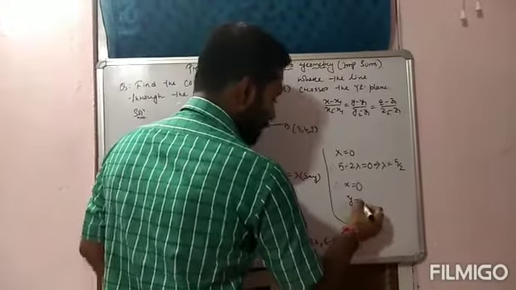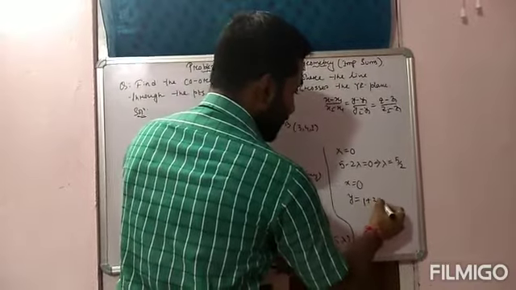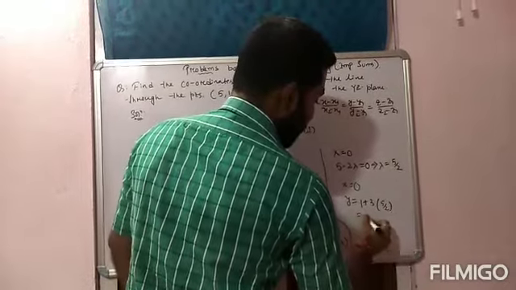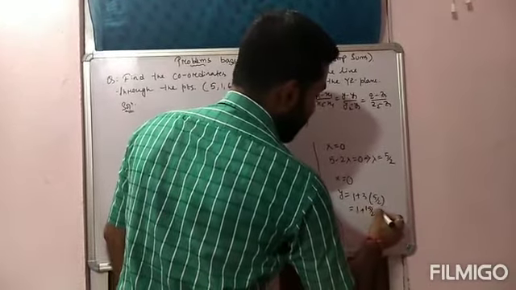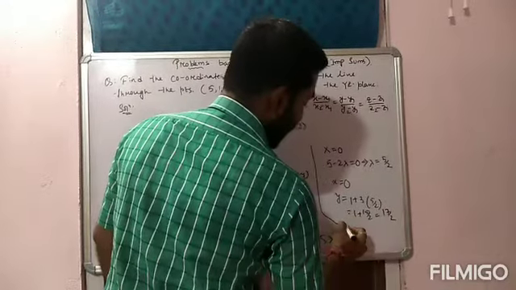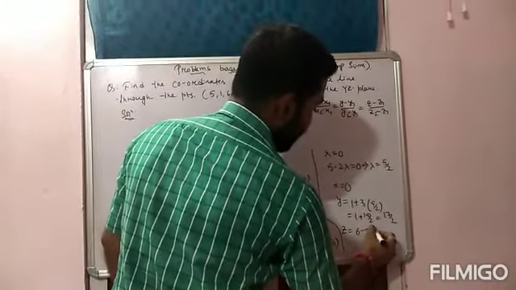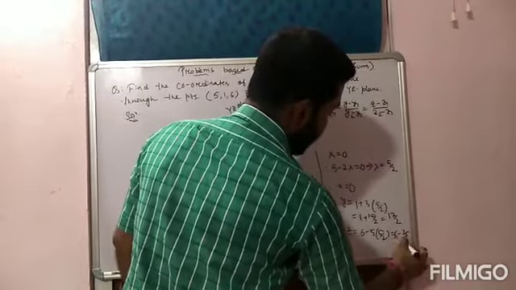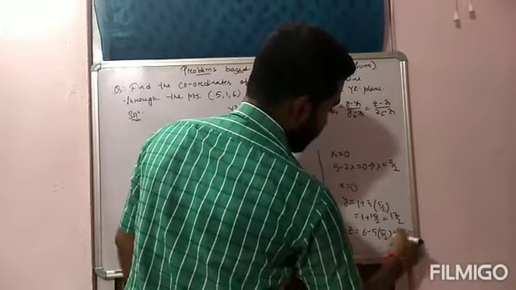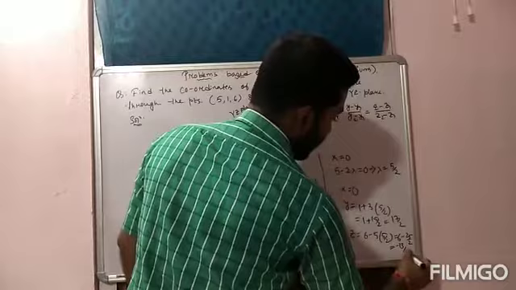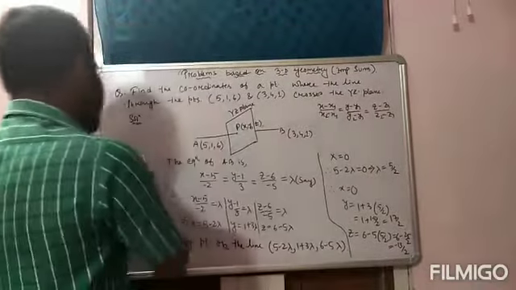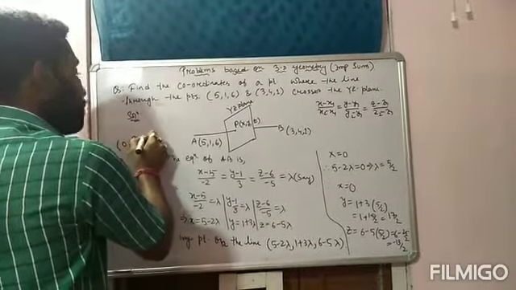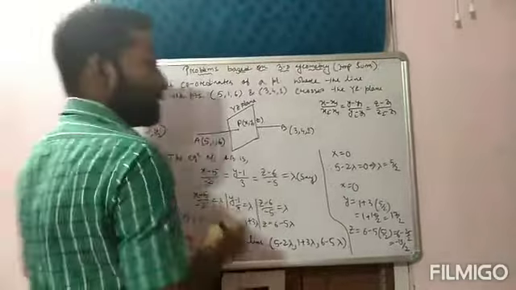What will be the value of y? 1 plus 3 into 5 by 2. That means 1 plus 15 by 2, or we can say 17 by 2, and z is equal to 6 minus 5 into 5 by 2. That means 6 minus 25 by 2, or minus 13 by 2. Okay, so therefore we can say that the coordinates of the point P are (0, 17 by 2, minus 13 by 2), which is the required answer.